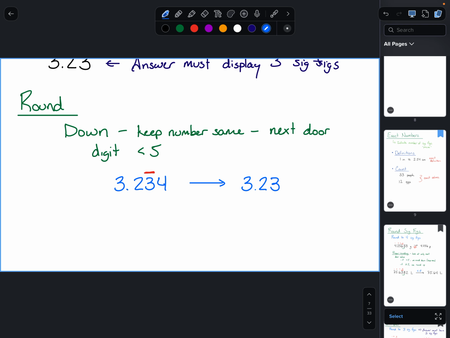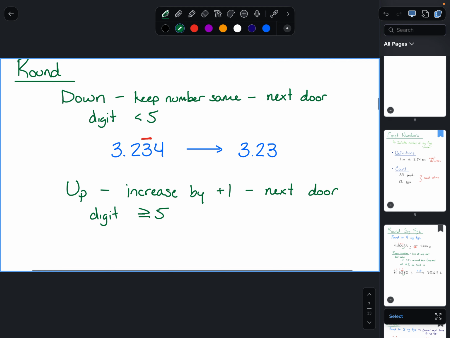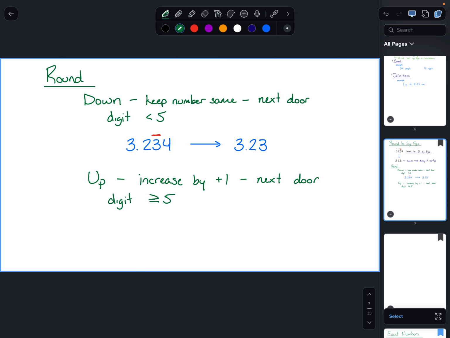Or we round up, meaning we increase that number by 1. And that's if that next door digit is greater than or equal to 5. Okay? So a good example would be if instead I had, let's say, 62.487, and I was going to round this to 3 sig figs here. Everybody take a second. Round this one for me.